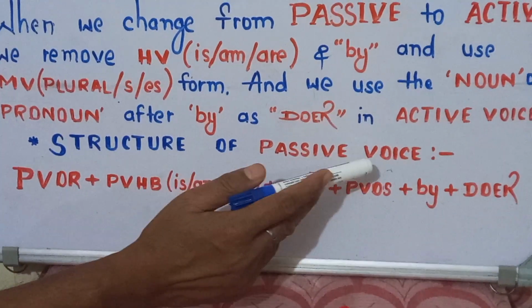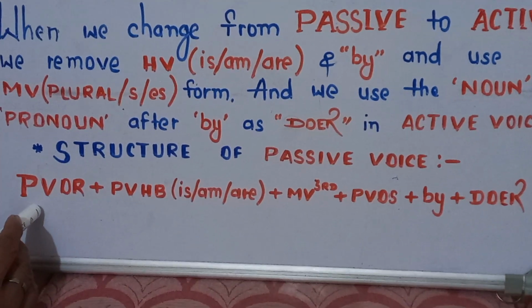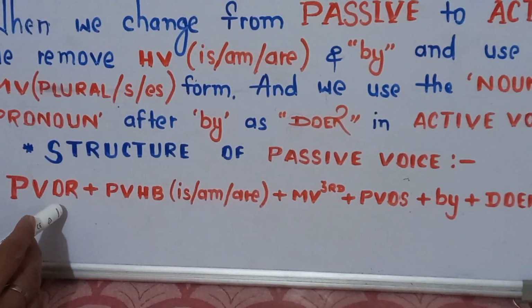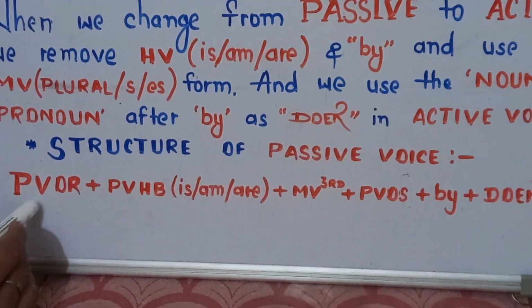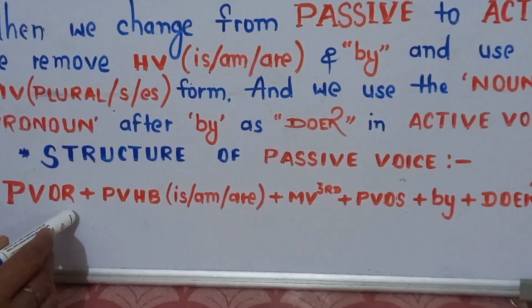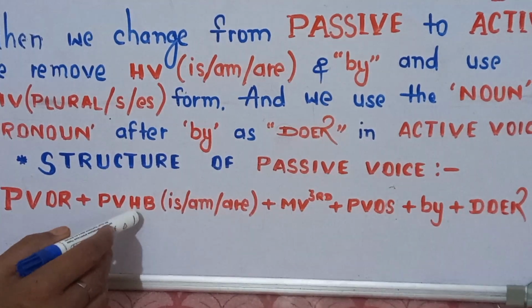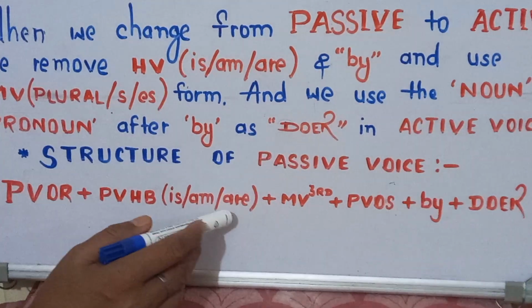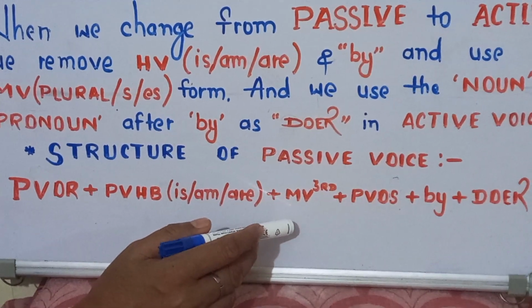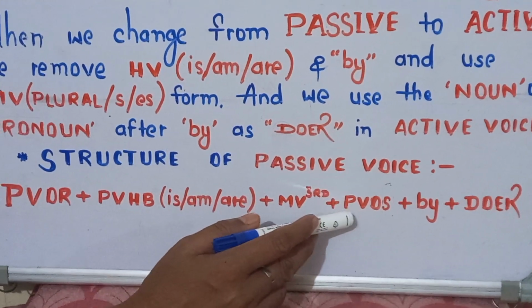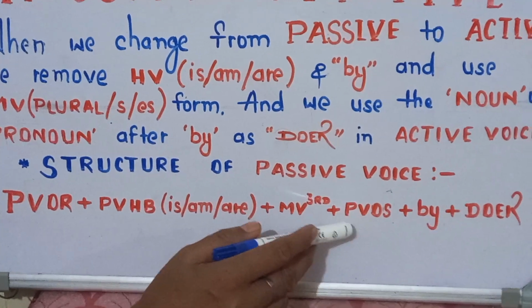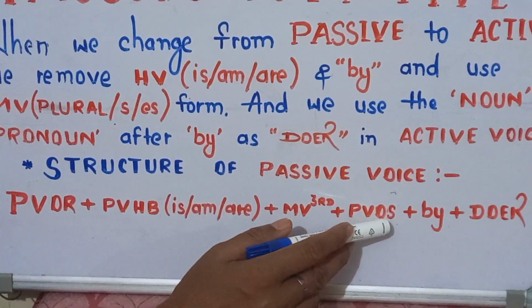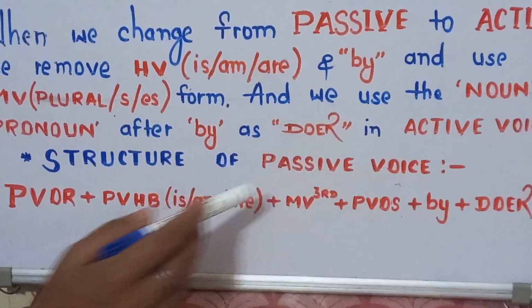Structure of passive voice. First, PVOR. PVOR means passive voice object receiver, plus PVHB means passive voice helping verb is, am, are, plus main verb third form, plus PVOS. PVOS means passive voice object sufferer, plus by plus doer.